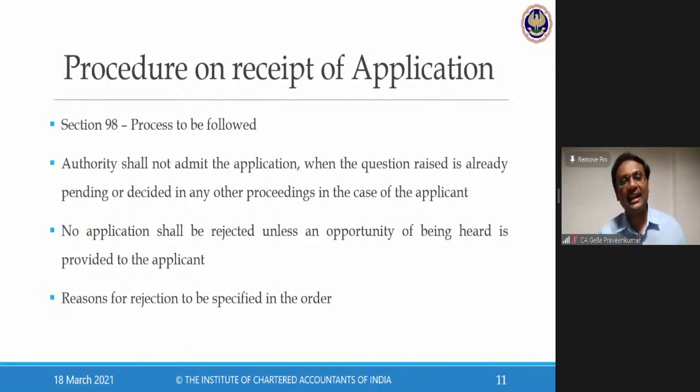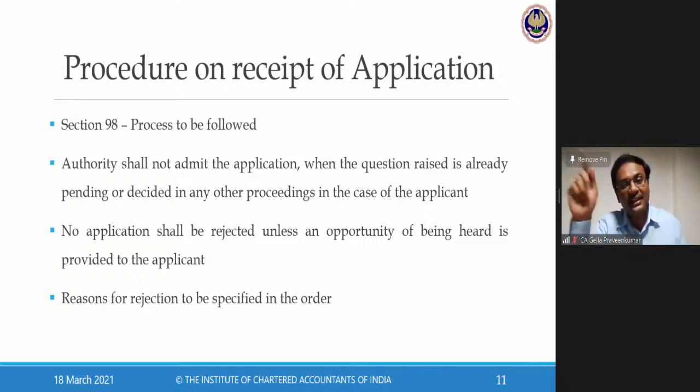Now, this is what generally happens, where the authority says, look, you have filed your application and the question raised is already pending or it is already decided. So please don't file your application. Now, if it is pending, don't come back and ask me again the same question. It is already confirmed. Once it is confirmed, don't come back with the same question to me.